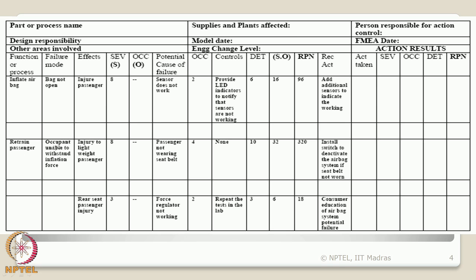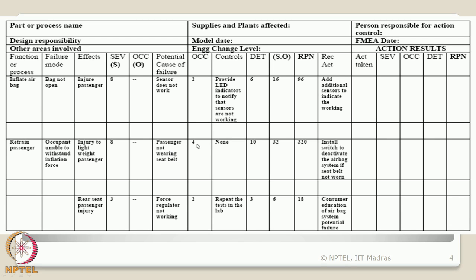The occupant is unable to withstand the inflation force. The reason could be that he is a lightweight passenger. In that case, the severity cost on the passenger because of this particular cause will be very, very high. Therefore, it is 8. The passenger not wearing a seat belt can be one of the potential causes of this failure. So, advise him to wear a seat belt, and put a sensor saying that the seat belt is not worn.